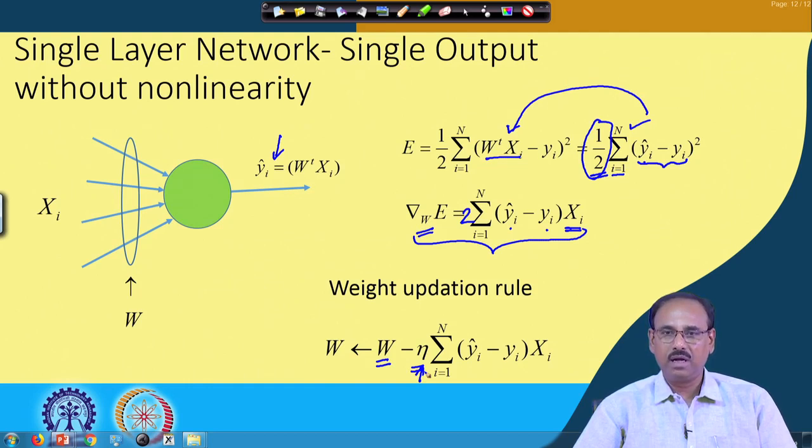So, this eta indicates if the value of eta is very high, then the rate of convergence will be fast. If the value of eta is low, then the rate of convergence will be low. So, I will have a slower convergence. Of course, both have their individual merits and demerits. We also discussed those before.